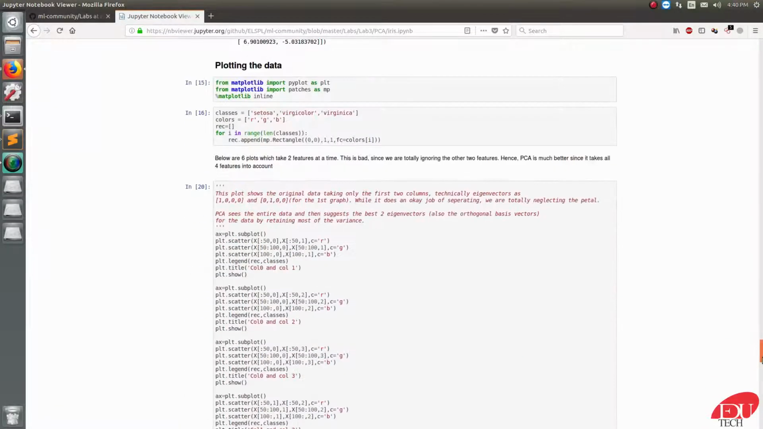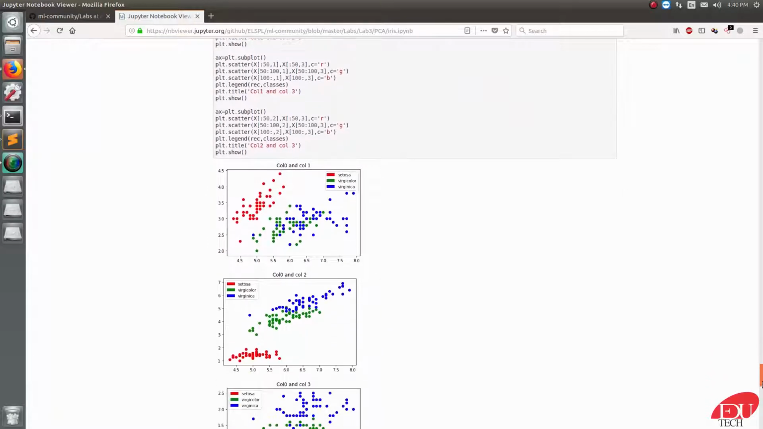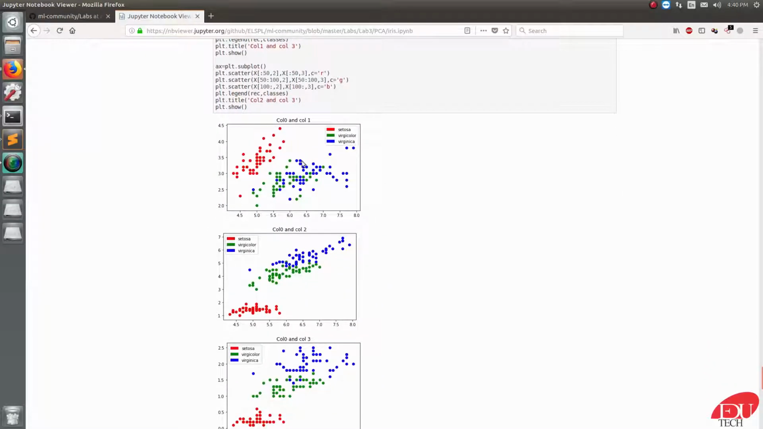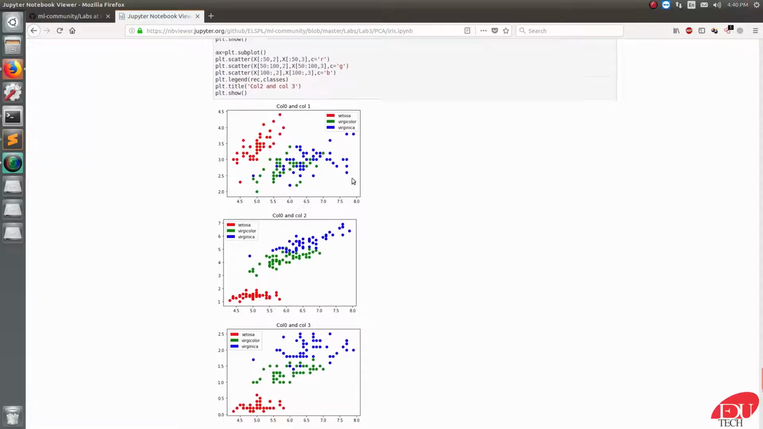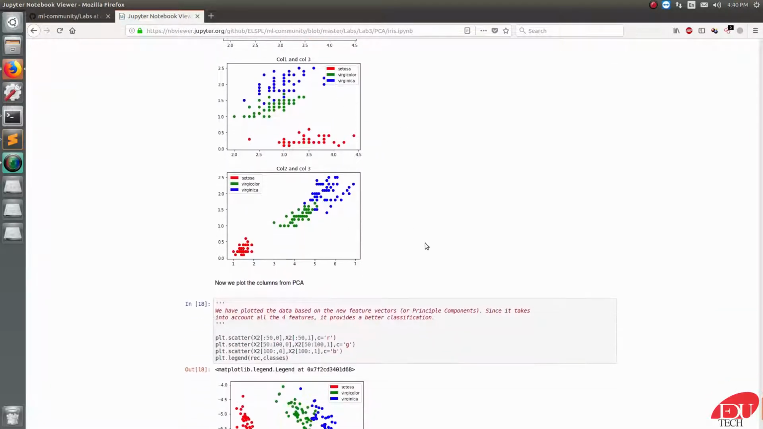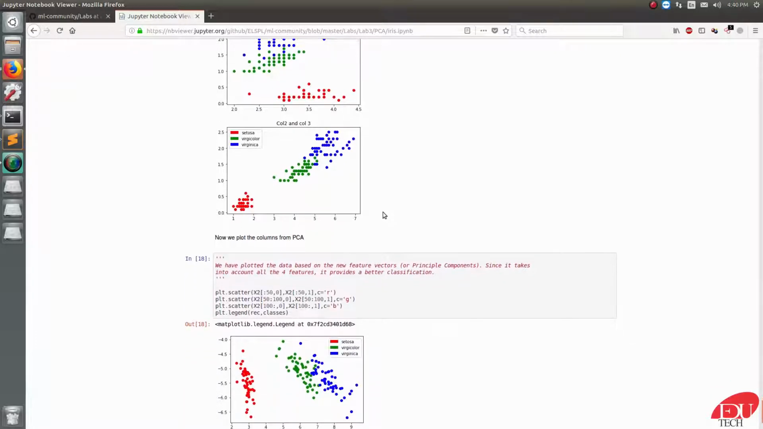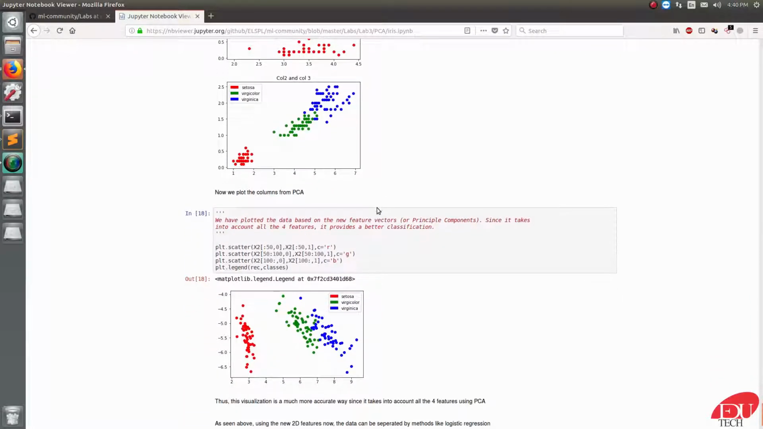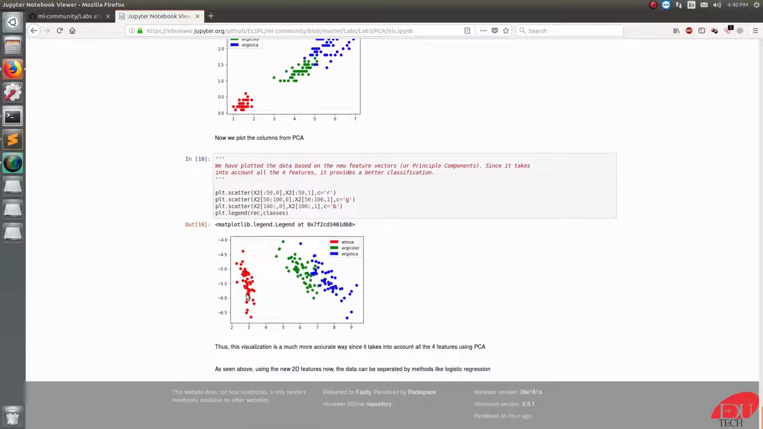And let's plot this data out here. So this is before the PCA. If we only consider two columns at a time, the iris dataset looks like this. And now we consider all four columns using PCA and reduce the dimensions, and as you see, this is a much better visualization of the data set. And now we can use these two for further machine learning concepts like logistic regression or SVM to classify.